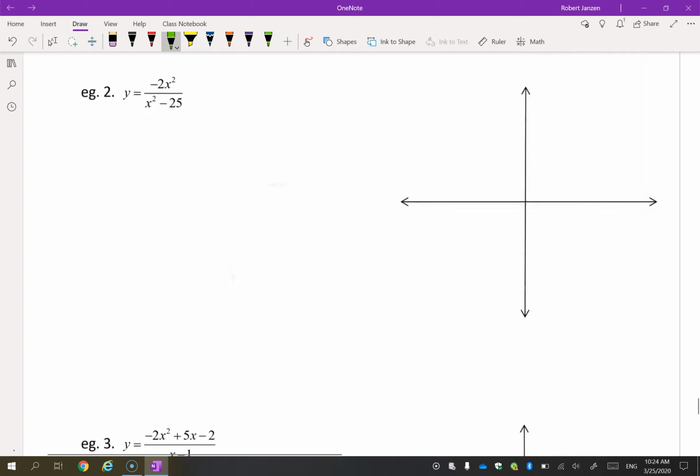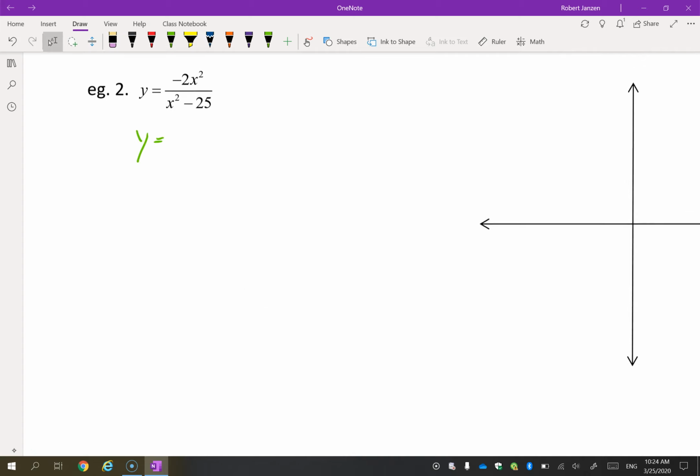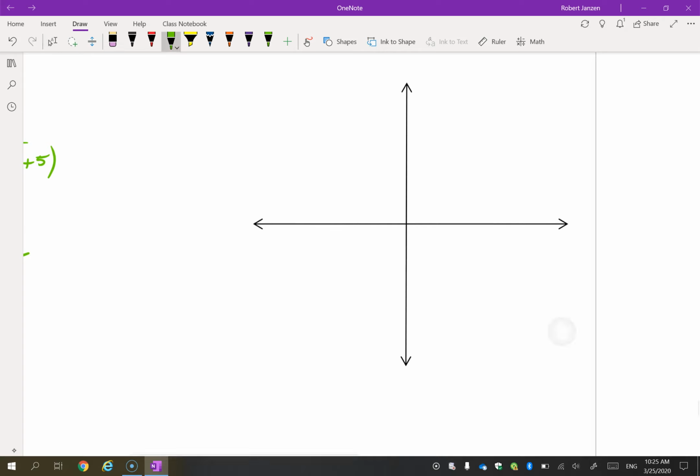Let's try the next one. Okay, I'm going to start by factoring. Okay, nothing cancels out. I can see that x can't be plus or minus 5, and there will be vertical asymptotes at both of these, at x equals 5, at x equals negative 5. Let's draw that. And it's a good habit to get into labeling completely.